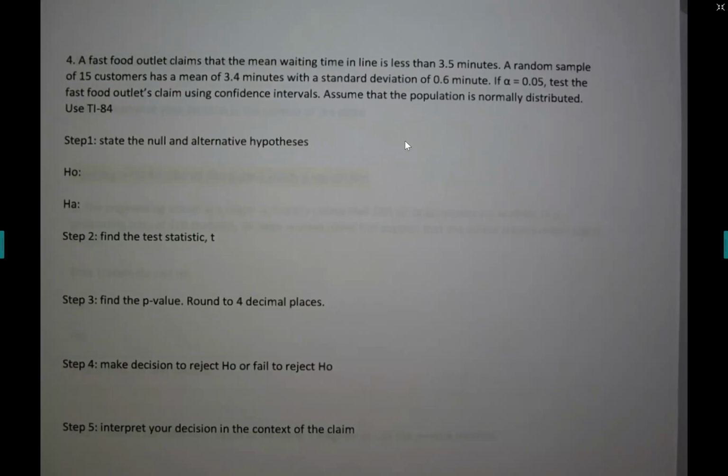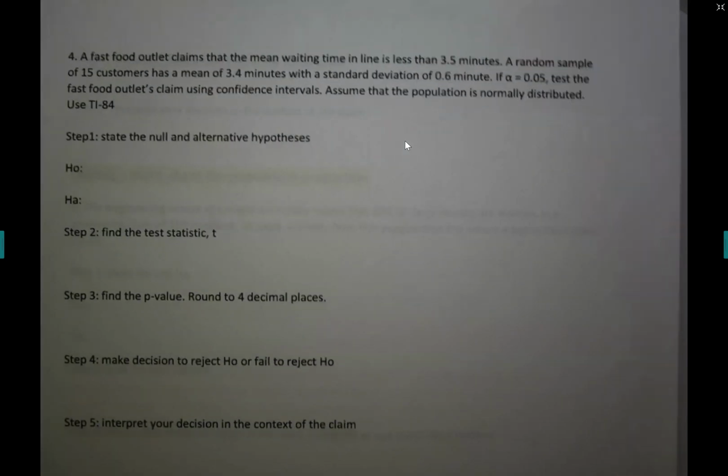This is the language of hypothesis testing. Okay, thank you. No problem.